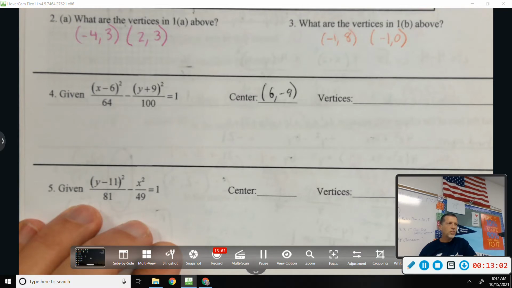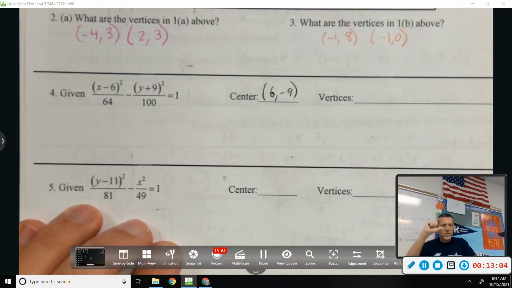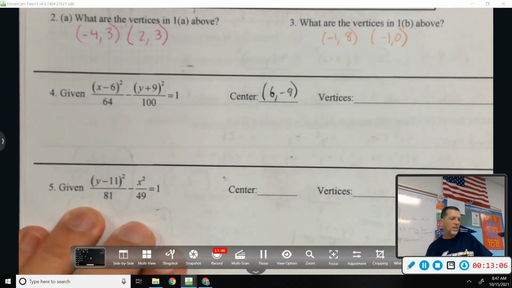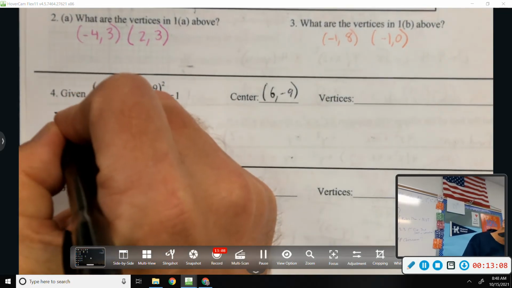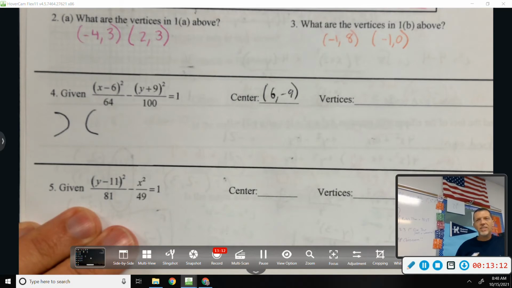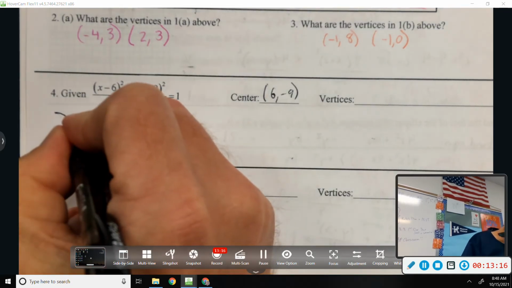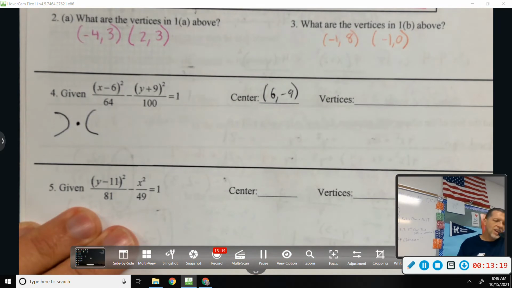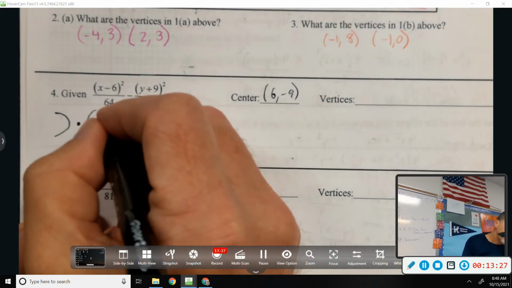Are the vertices going to be left and right, or are they going to be up and down? They'll be left and right, because this is a left and right hyperbola. So there's my center at 6, -9. So how many left and right am I going to go for each vertex? 8.